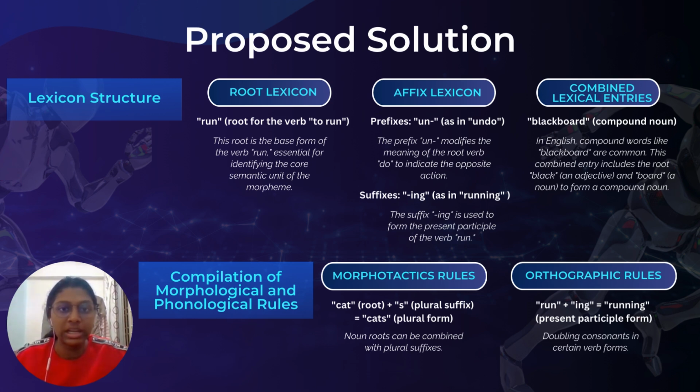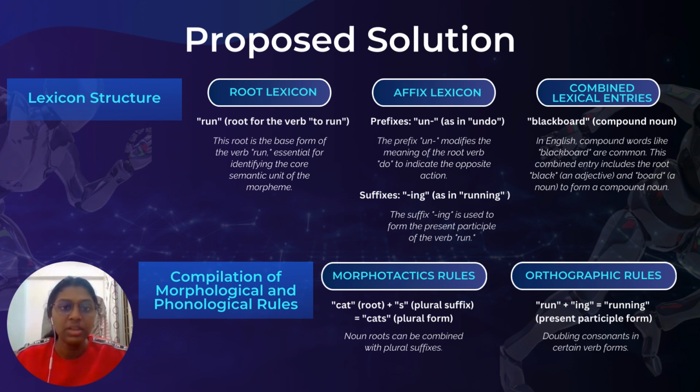The last component in our lexicon structure is the combined lexical entries. This section includes entries for commonly used compound words. In English, compound words like blackboard are quite common. Here, the combined entry includes the root black, an adjective, and board, a noun, to form the compound noun blackboard. Now, let's move on to the compilation of morphological and phonological rules.